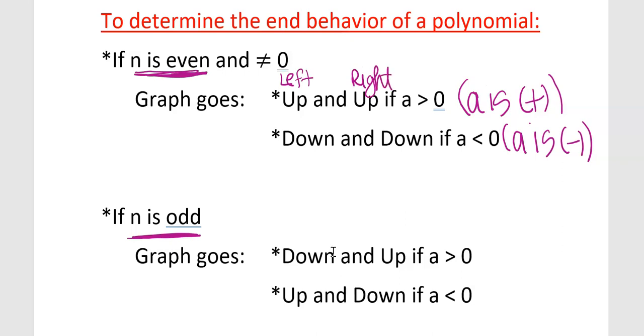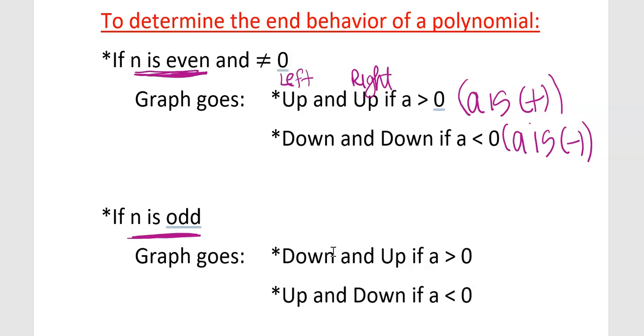So if they ask you what is the end behavior, you're going to say, okay, I'm going to look at my equation. I'm looking at the highest term. The n is even, so I'm going to go to the top section, and the number is positive. I'm going to say up, up. The first up goes with the left side. The second up goes with the right side. You could do up and up. You can do up slash up, whatever you want to do there.